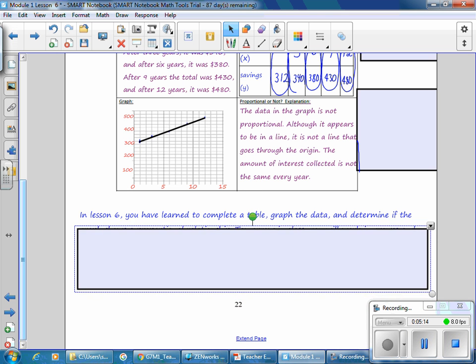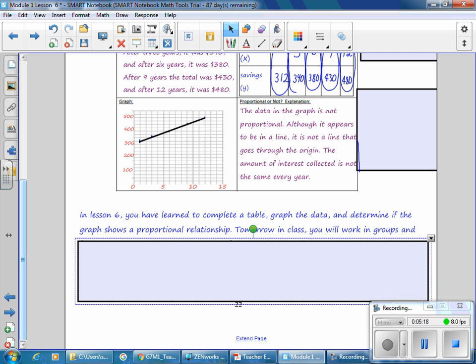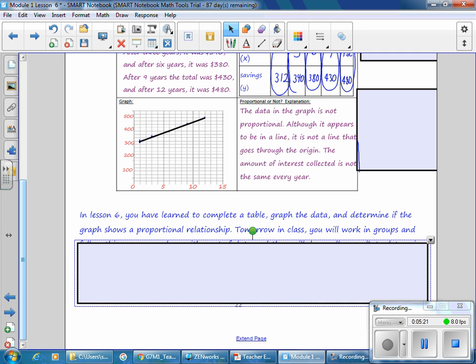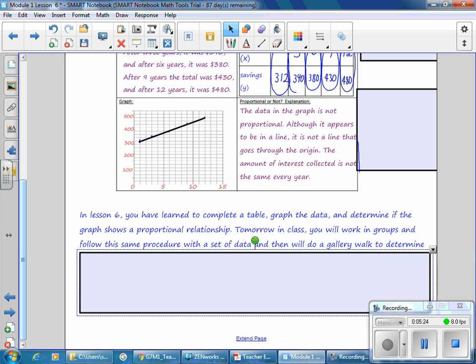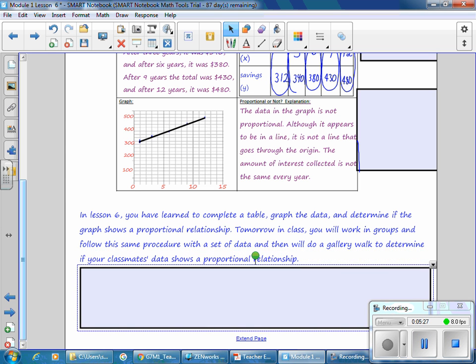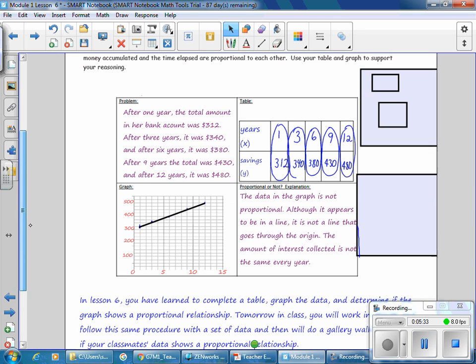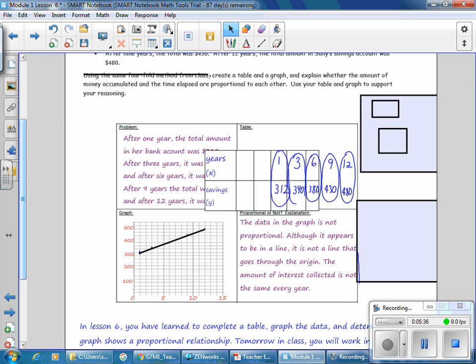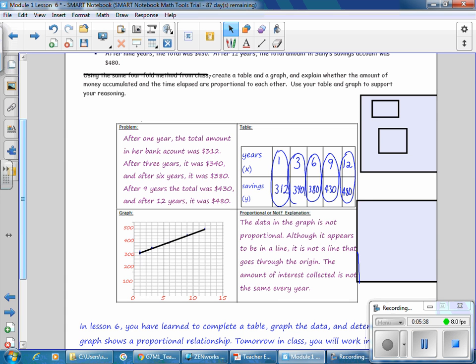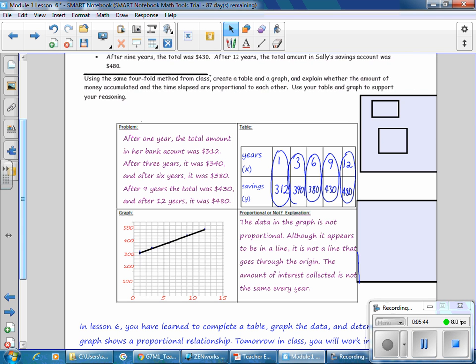In Lesson 6, you have learned to complete a table, graph the data, and determine if the graph shows a proportional relationship. Tomorrow in class, you will work in groups and follow the same procedure with a set of data, and then we'll do a gallery walk to determine if your classmates' data shows a proportional relationship. So you want to make sure that you can take the data and create a table with the data. Then the next thing is that you will graph the information like we did here. And finally, figure out if the data is proportional or not by looking at the graph. And we will do that tomorrow in class. That's a wrap for Lesson 6.